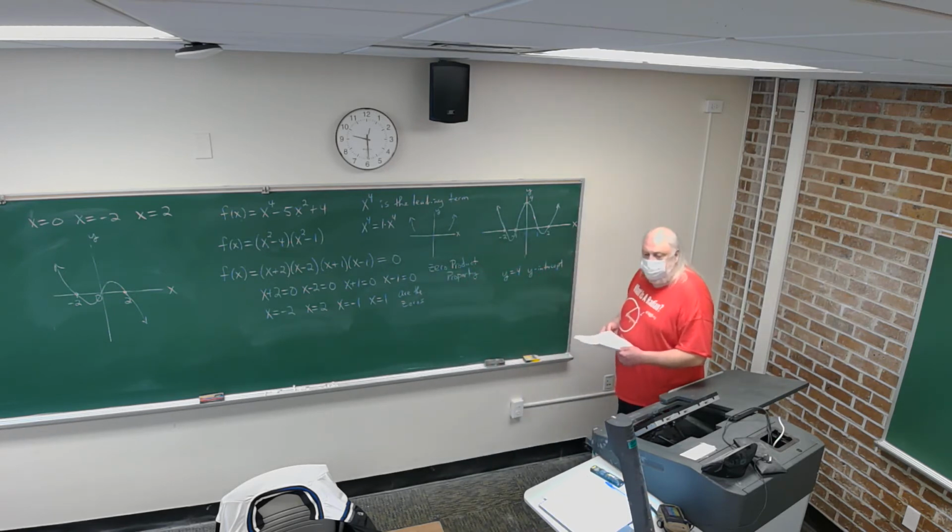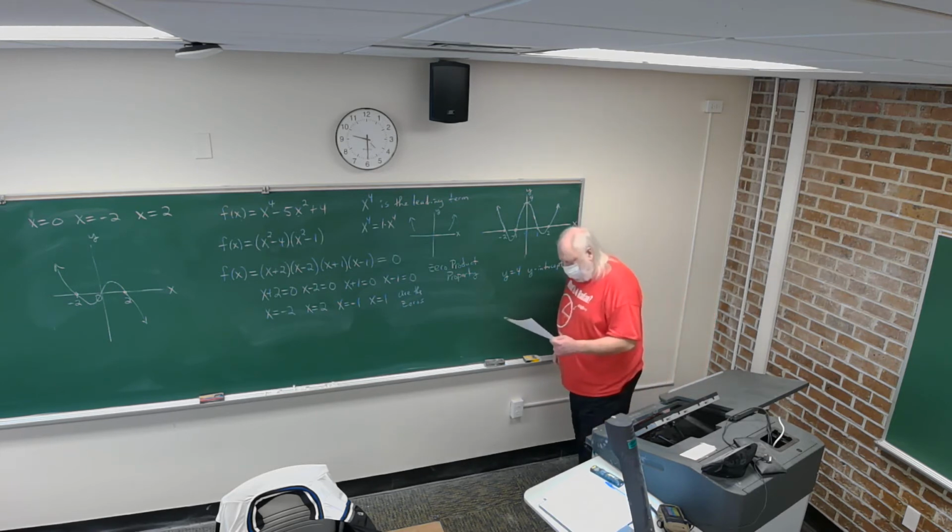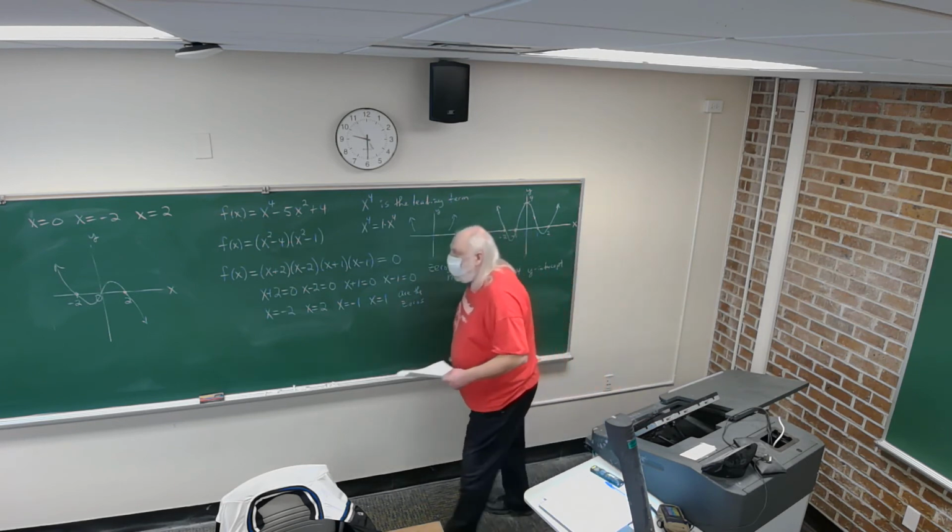And there's our picture. There's our sketch of this polynomial function, based upon the end behavior and the zeros of the polynomial function. Okay. All right. Any questions on this?